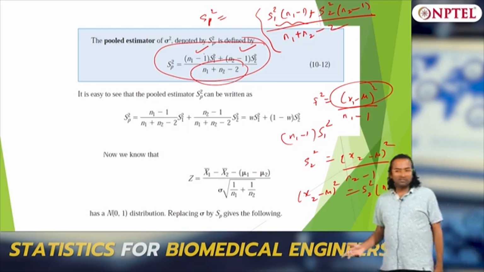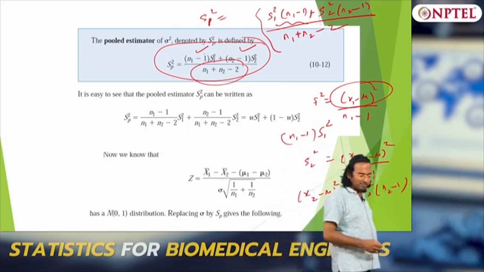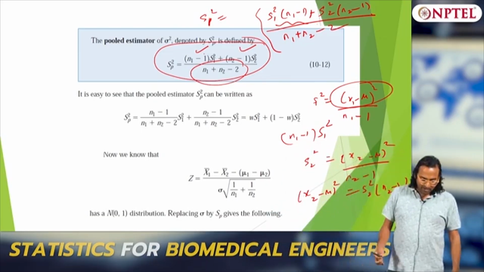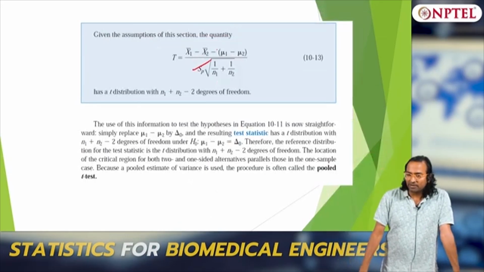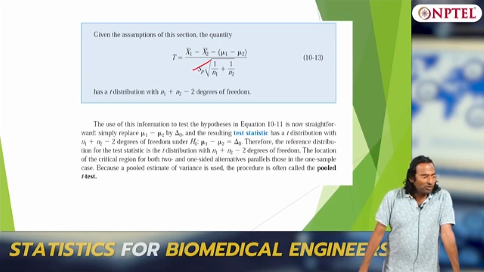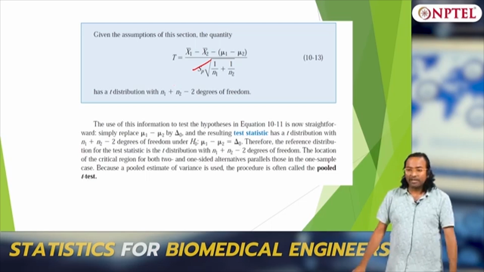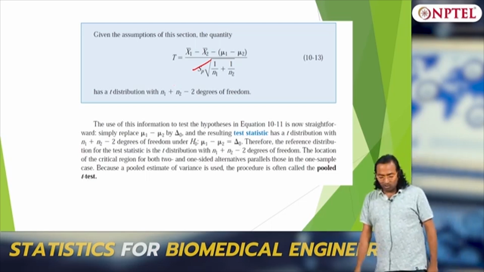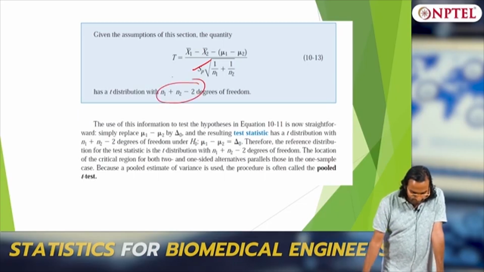Clear? Make sense? So this is what a pooled estimator is. Once I have the pooled estimator, I can replace that with the pooled estimator. You take sigma 1 squared outside, so SP squared becomes SP, which is the standard deviation, into the square root of 1 by N1 plus 1 by N2. The total degrees of freedom is N1 plus N2 minus 2.